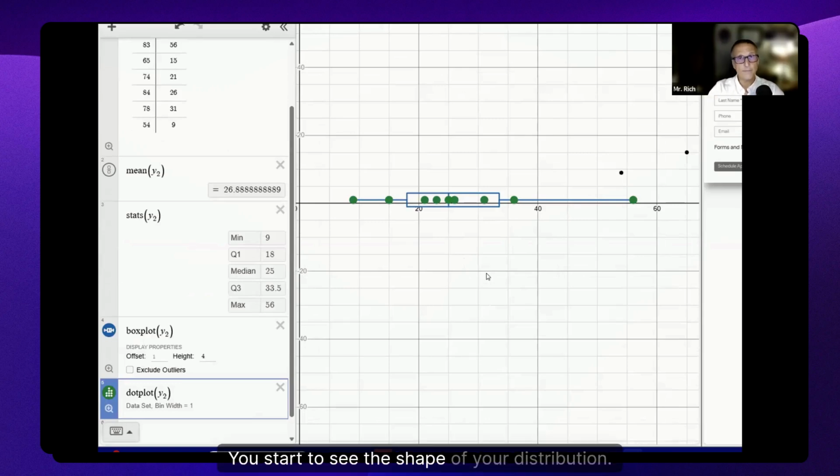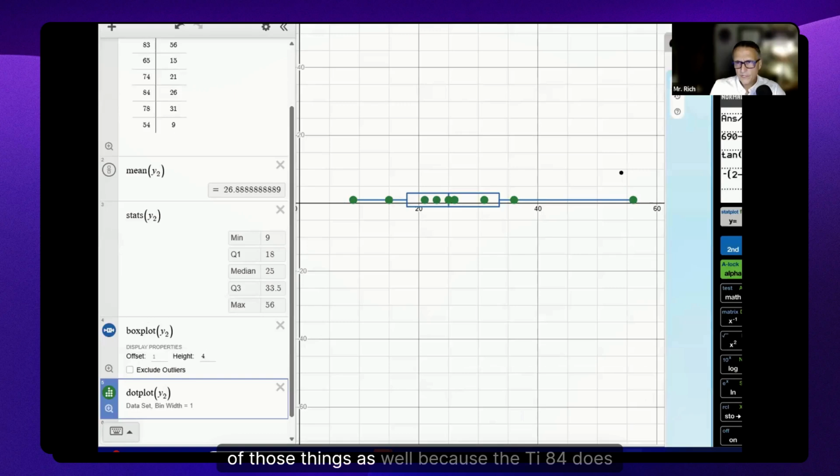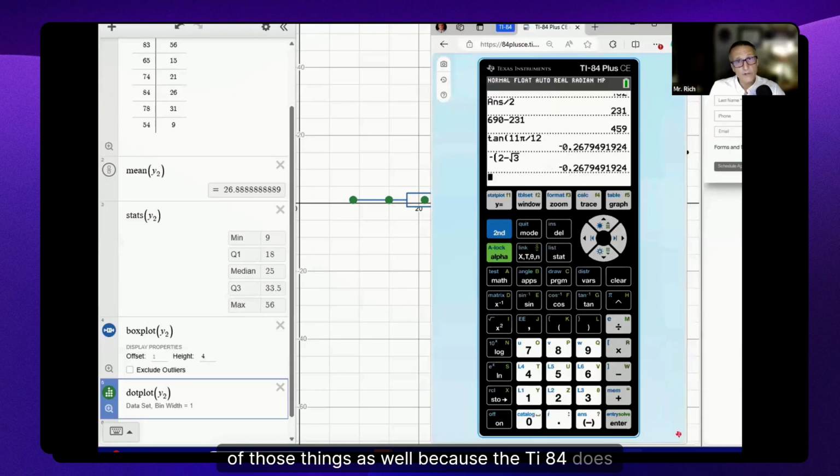You can start to see the shape of your distribution. So I think that about does it as far as what I wanted to show you in terms of statistical functions. I could show you on the TI-84 how you would do all of those things as well, because the TI-84 does those things.